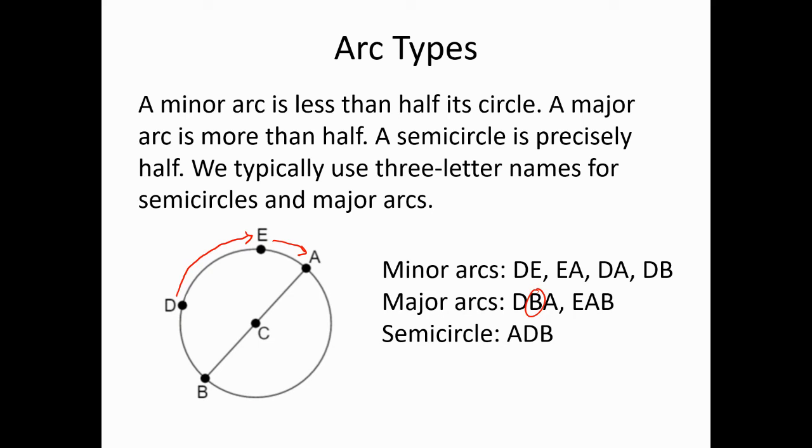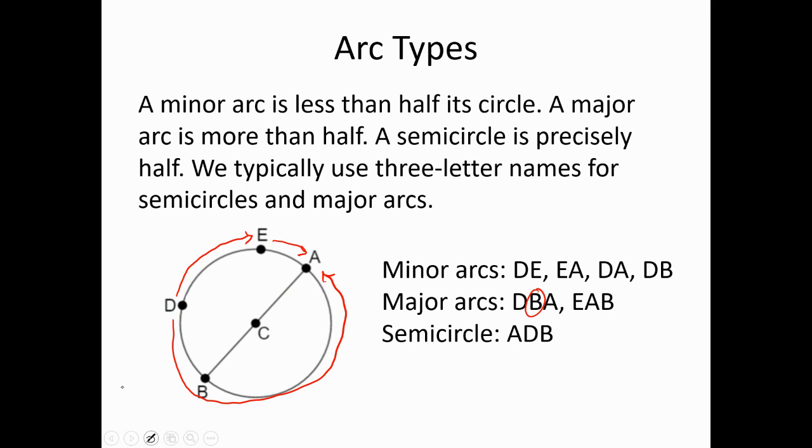What that means is this: as one traverses the arc path from D to A, one is required to pass through B. So that middle letter means that we must pass through it to get from one endpoint to the other. And if we must pass through B to get from D to A, then in this case it would be the major arc. And we do the same thing with semicircles as well.